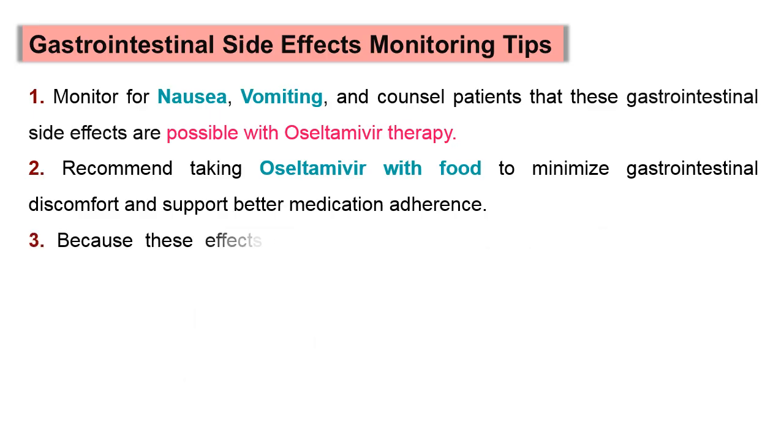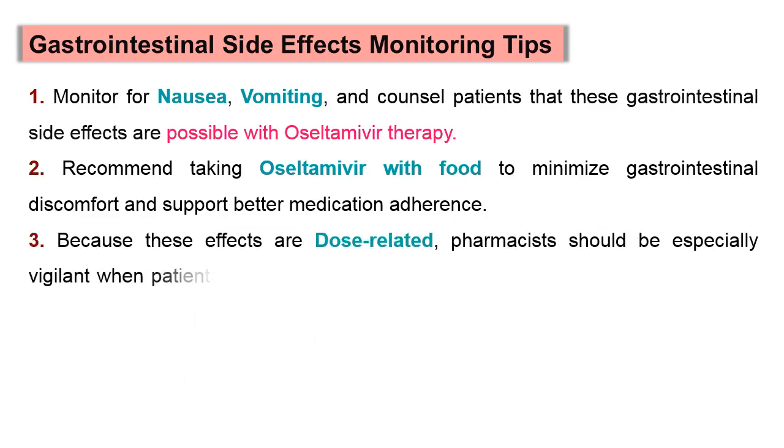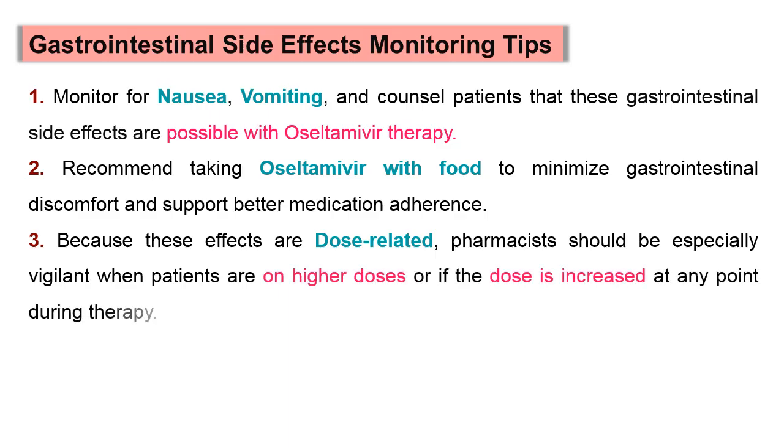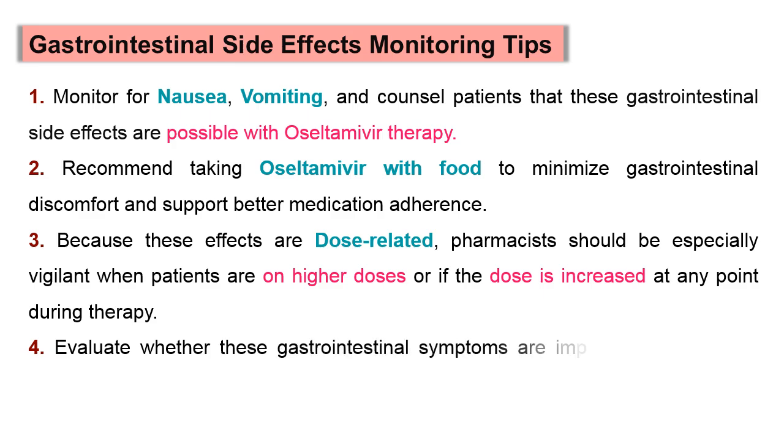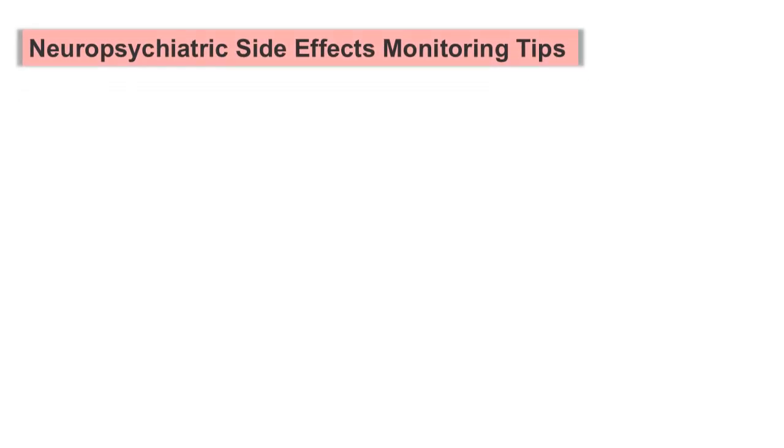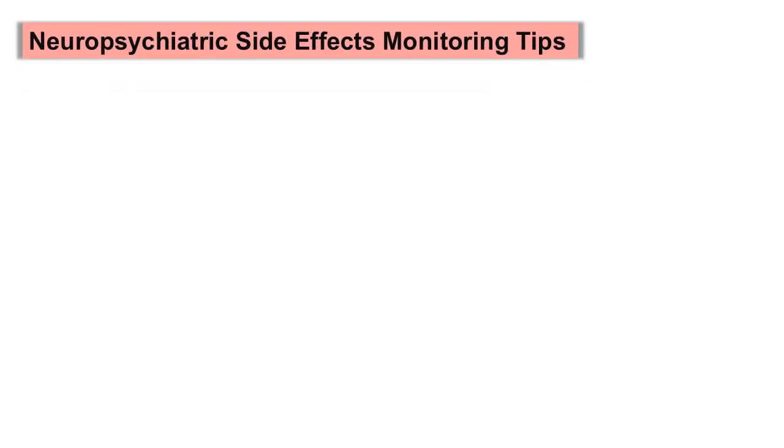3. Because these side effects are dose-related, pharmacists should be especially vigilant when patients are on higher doses or if the dose is increased at any point during therapy. 4. Evaluate whether these gastrointestinal symptoms are impacting the patient's adherence to the treatment regimen. Next, let's look at the monitoring tips for neuropsychiatric side effects.